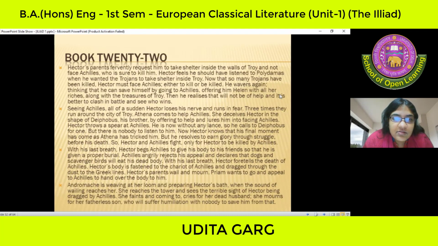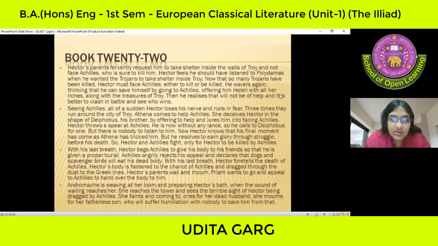Now, Book 22. Hector's parents fervently request him to take shelter inside the walls of Troy and not face Achilles, who's sure to kill him. Hector feels he should have listened to Polydamas when he wanted the Trojans to take shelter inside Troy. Now that so many Trojans have been killed, Hector must face Achilles either to kill or be killed. He wavers again, thinking that he can save himself by going to Achilles, offering him Helen with all her riches, along with the treasures of Troy. Then he realizes that will not be of help, and it is better to clash in battle and see who wins. Seeing Achilles, all of a sudden, Hector loses his nerve and runs in fear.